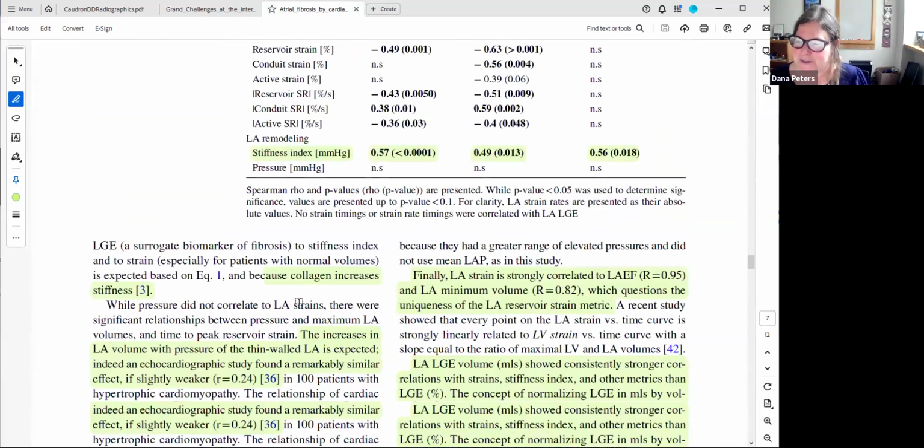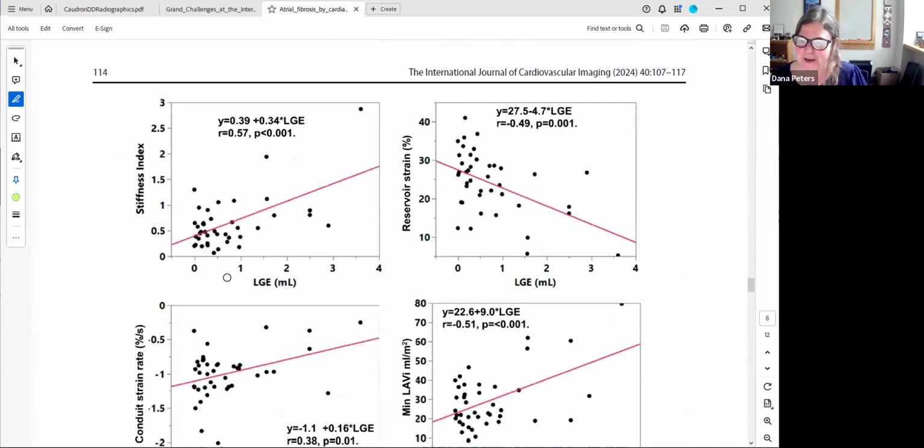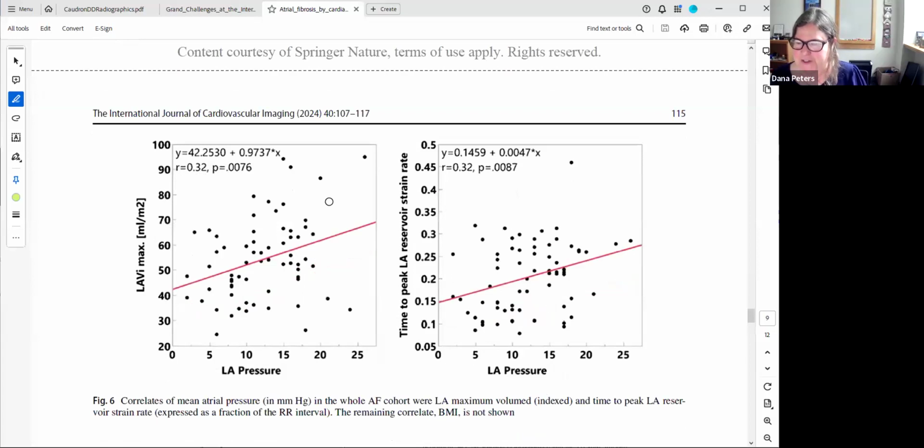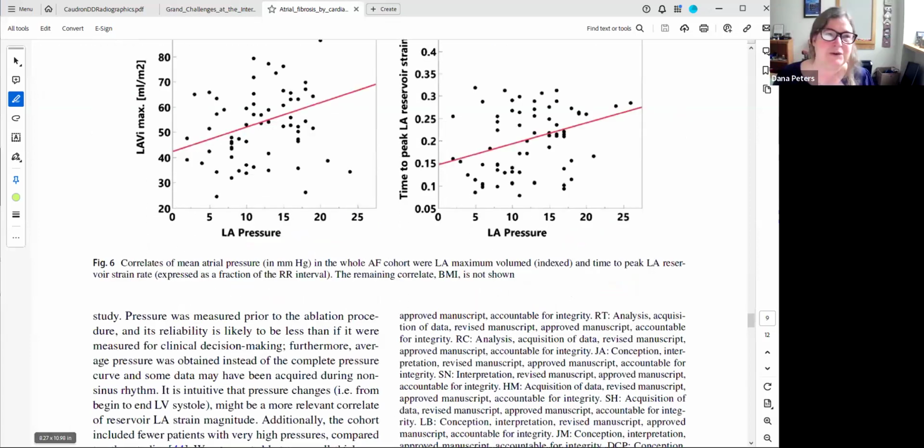So this just shows an example of our data, and I will just show you the pressure. This is the LGE versus stiffness index correlation. It's not bad. And this is the pressure versus left atrial volume correlation. We didn't get many correlations with pressure. So that's all.